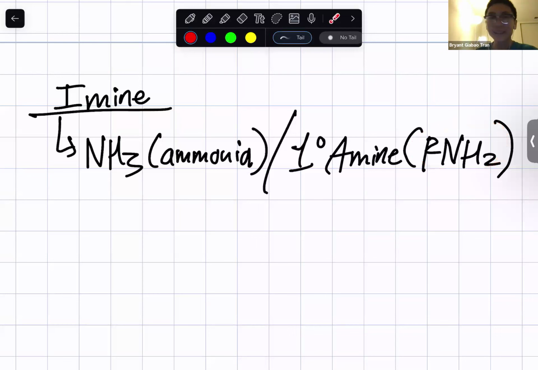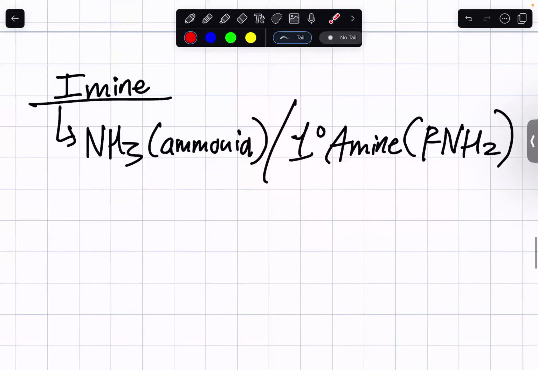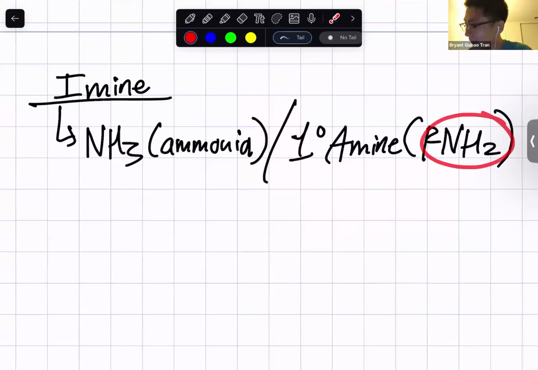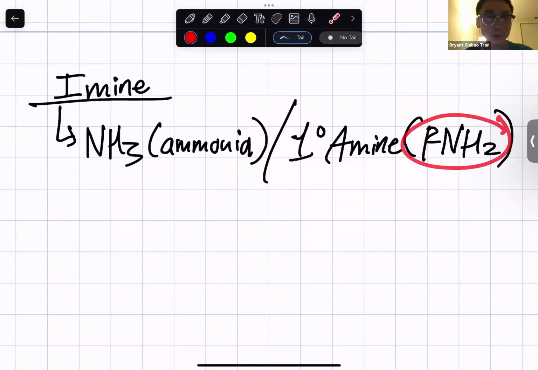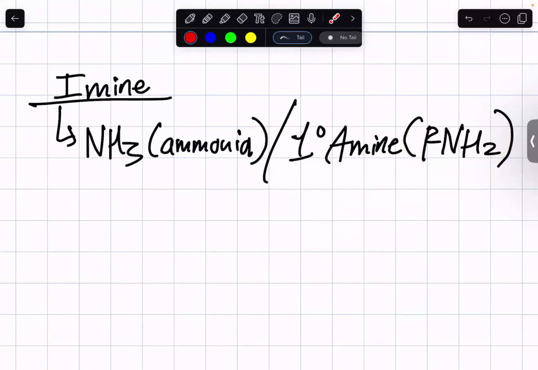The secondary one would create the enamine. I was asking what the secondary amine would look like in the general structure, which is R2NH. Oh, R2NH, okay. Yeah, that secondary amine, the R2NH, would give the enamine, right?